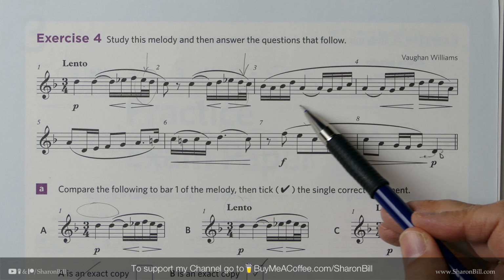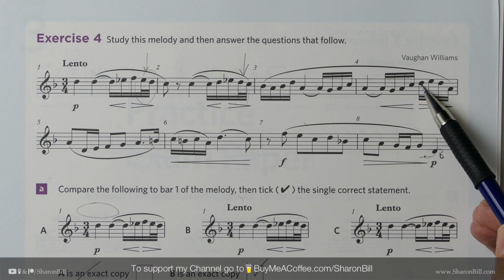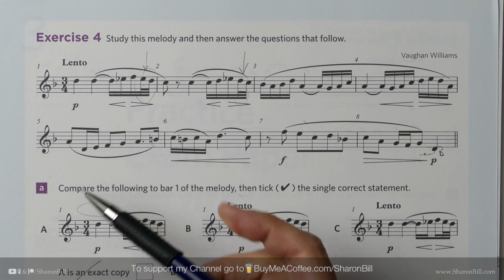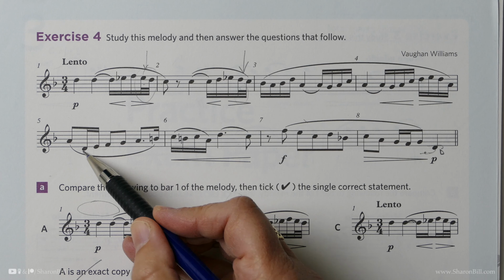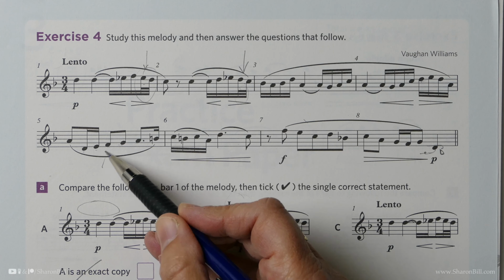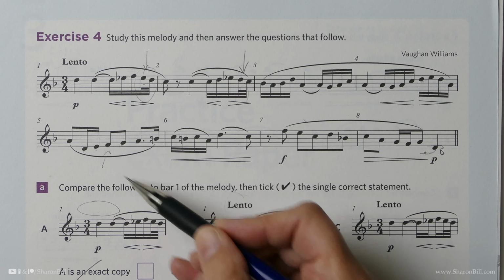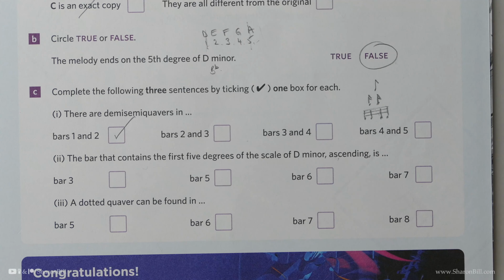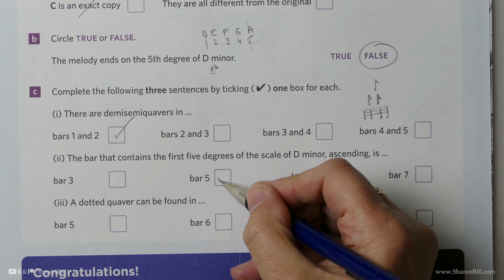Starting on a D, so we need to find a D first of all. We've got a D here, but it's only going up 1 step, so that won't do. So here's a D. We have 1, 2, 3, 4, 5. D, E, F, G, A. That's what we're after, bar 5. Doesn't occur anywhere else. So there we have that one.